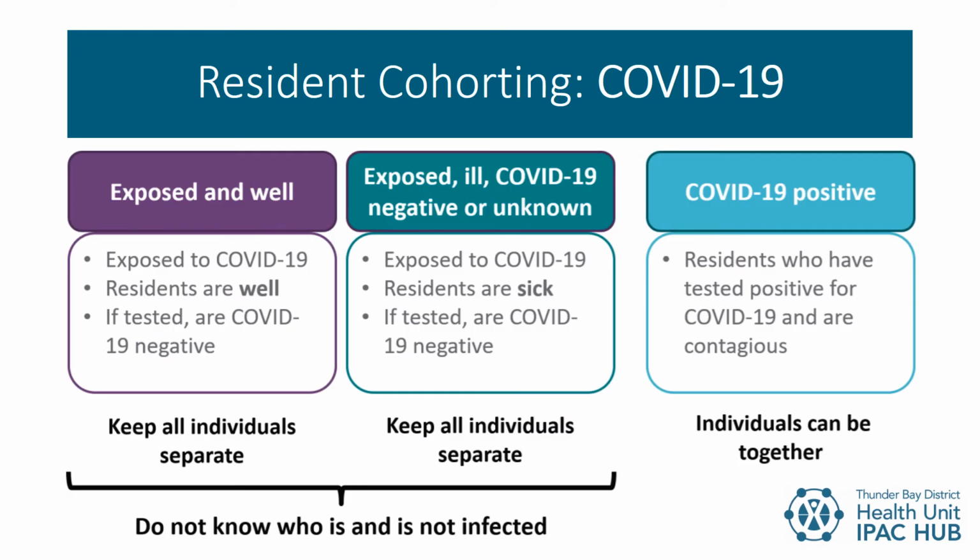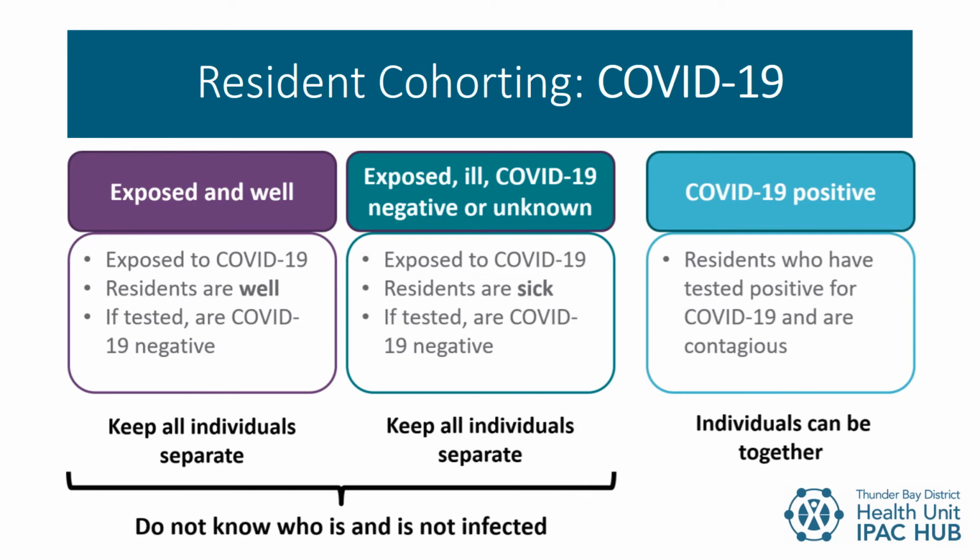Cohorting residents for COVID-19. This chart is from the cohorting document from PHO and highlights the ways in which cohorting of residents in a COVID-19 outbreak can be done within any setting. It breaks down the exposures of residents to exposed and well, exposed and ill, COVID negative or unknown, and COVID positive clients. What is important to note here is that the only clients that should be grouped together are those known to be positive for COVID-19.